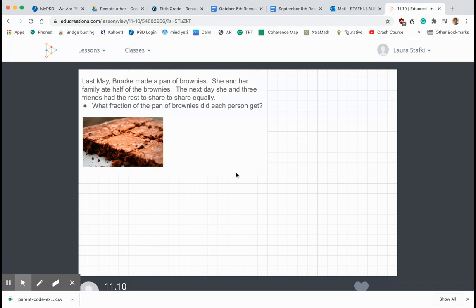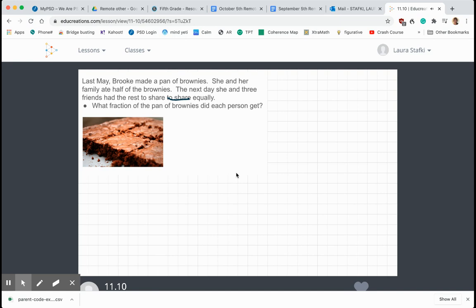Okay, so here's our problem. Last May, Brooke made a pan of brownies. Of course, it was last May because, with this whole social distancing thing going on, she wouldn't have been able to have friends over recently. She and her family ate half the brownies. The next day, she and 3 friends had the rest of the brownies to share equally.